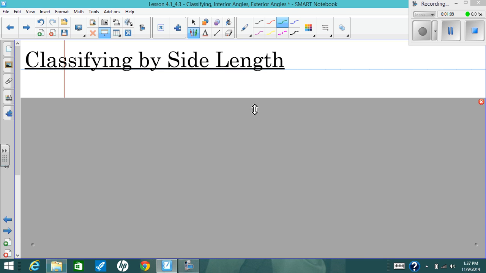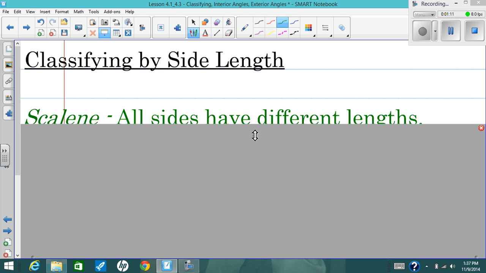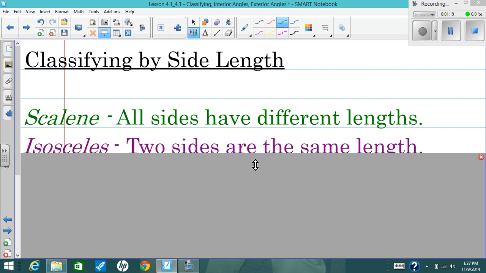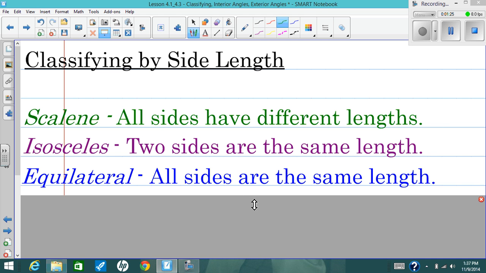So if we want to classify by side length, we can call the triangle scalene, and that is if it has 3 different side lengths. So the sides are all 3 different measures. Isosceles, that means that 2 sides are the same. And equilateral means all the sides are the same.